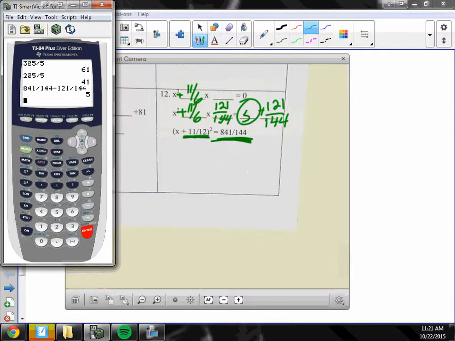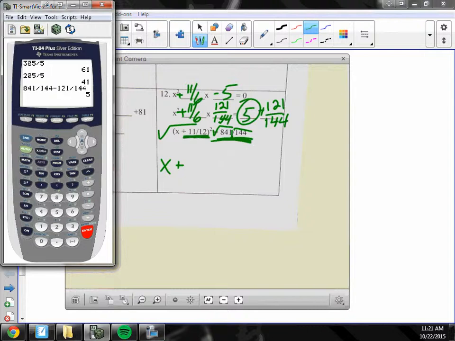So if this number is a 5, what's the number in the original equation? -5. And then I just solve. Does 841 square root? It doesn't? Try it. What is the square root of 841? 29.